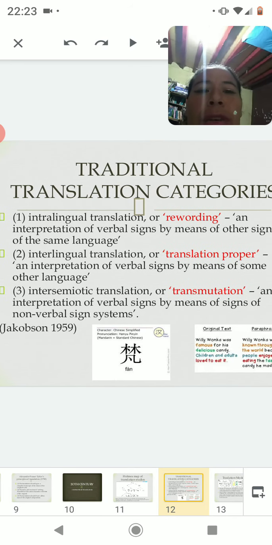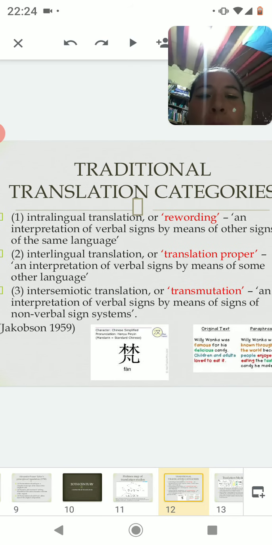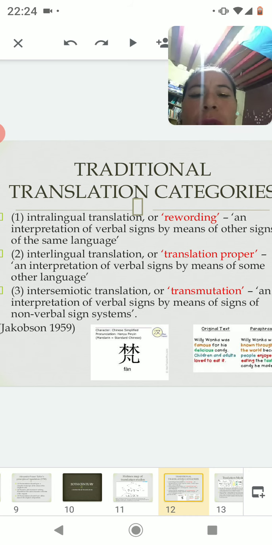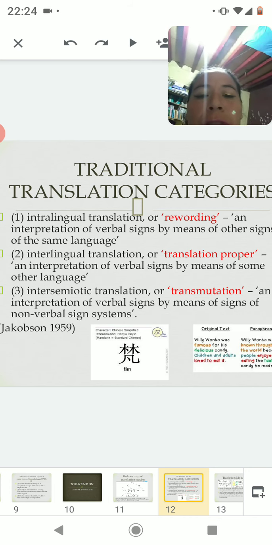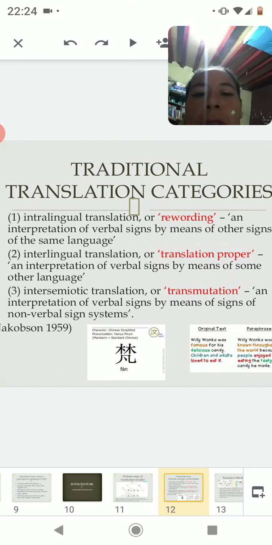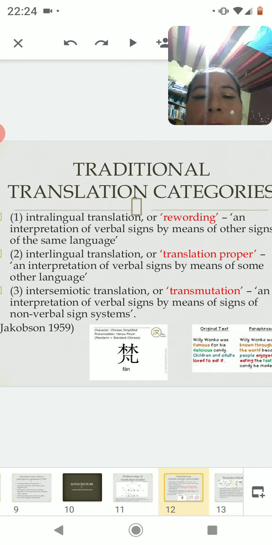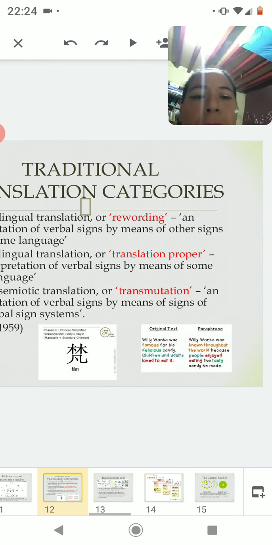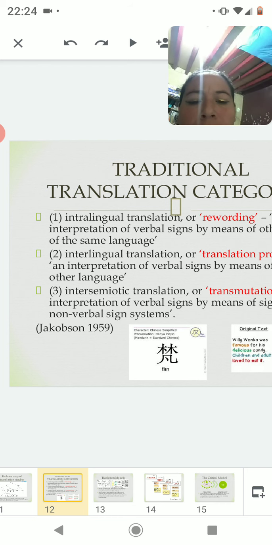Traditional translation categories are rewording, translation proper, and transmutation. In rewording, we interpret the verbal signs into words, which is the case of Chinese here. Then interlingual translation is where we change the verbal signs into the other language. And intersemiotic translation, or transmutation, interprets the verbal sign by means of signs of nonverbal systems.